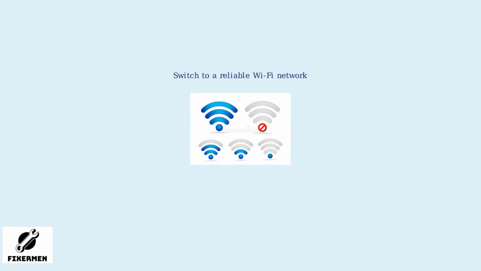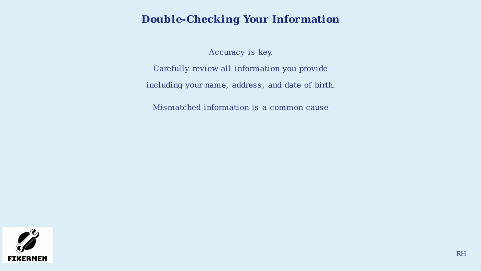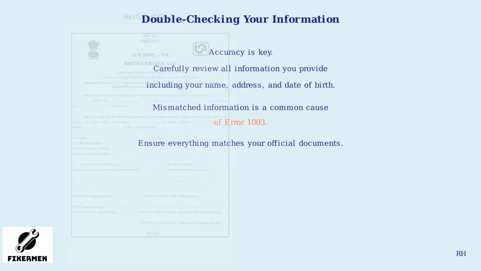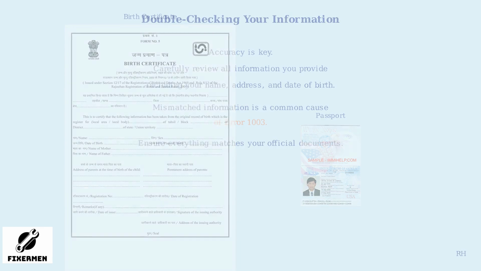Switch to a reliable Wi-Fi network if you're experiencing issues. Stronger signals prevent verification failures. For the most stable experience, try using a wired Ethernet connection instead of Wi-Fi. Accuracy is key. Carefully review all the information you provide during verification, including your name, address, and date of birth. Mismatched information is a common cause of error 1003. Ensure everything matches your official documents.